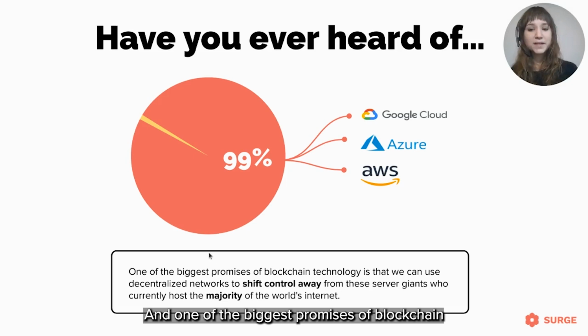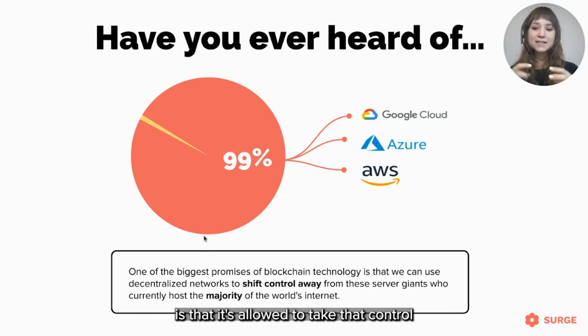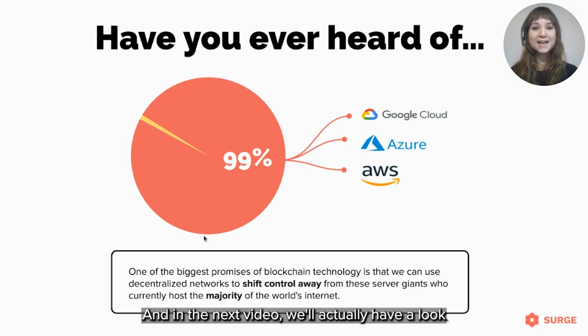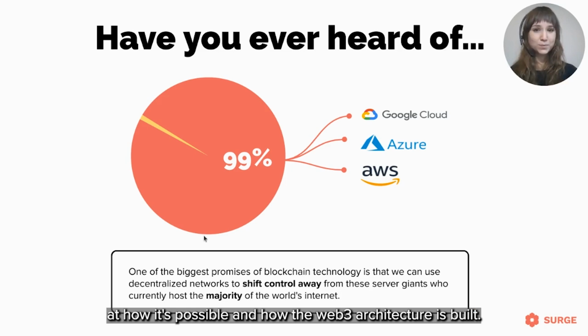And one of the biggest promises of blockchain is that it allows to take that control away from those giants through using decentralized solutions. And in the next video, we'll actually have a look at how it's possible and how the Web3 architecture is built.